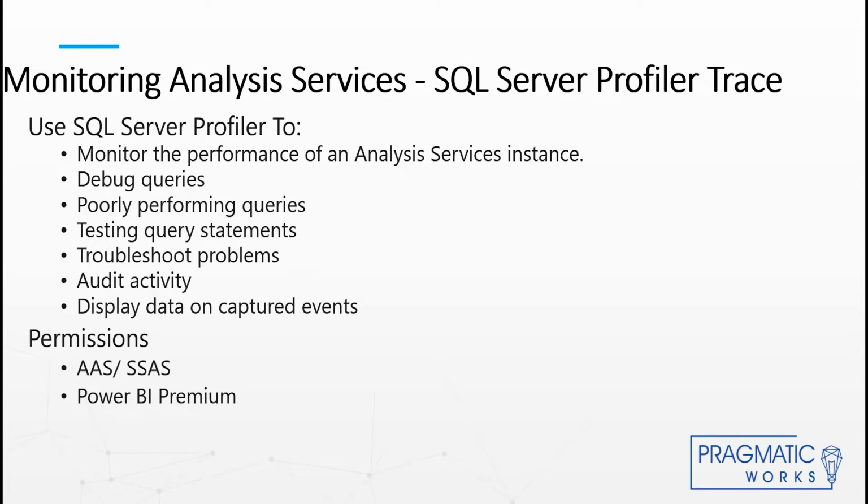From a permissions perspective, for Azure Analysis Services and SQL Server Analysis Services, members of the Analysis Services Server Administrator role can view all server and database traces. Users not in a server administrator role can view traces only for databases in which they are a member of the database administrator role. For Power BI Premium, users can view traces only for databases in which they are a member of the database administrator role.